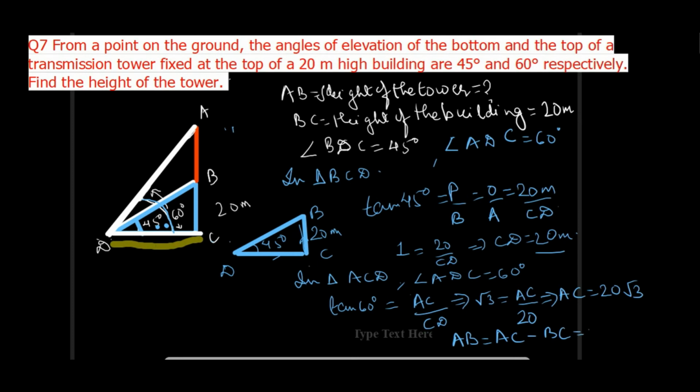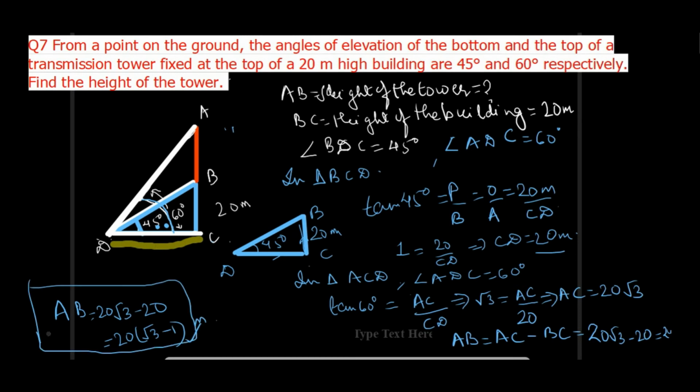So AC is how much? 20√3. BC is given to be 20. So this will be 20. Let me write here, AB will be 20√3 minus 20. So it will be 20(√3 minus 1). So this is the answer, meter.